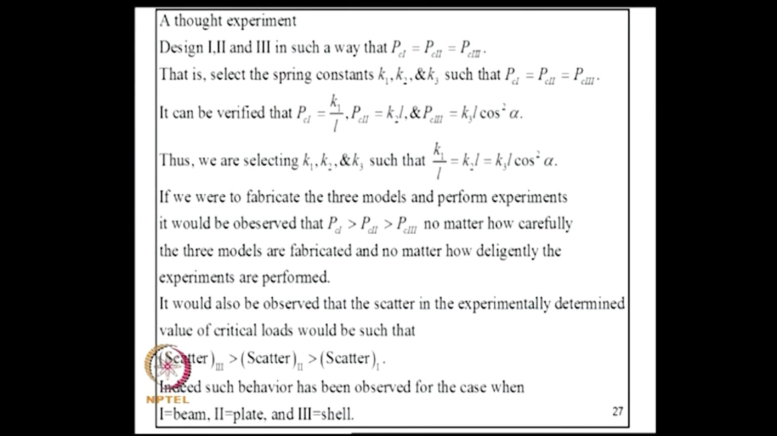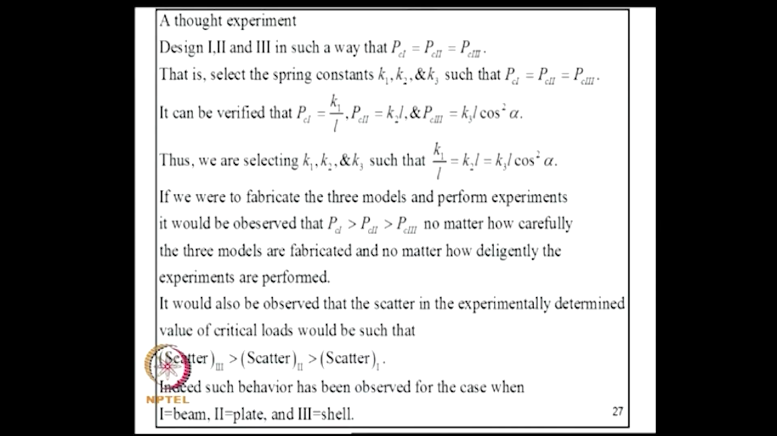So, this apparently looks like a paradox. If we were to fabricate the 3 models and perform experiments, it would be observed that PC1 will be greater than PC2 and that will be greater than PC3, no matter how carefully the 3 models are fabricated and no matter how diligently the experiments are performed. It also would be observed that the scatter in the experimentally determined value of critical loads in the third system will be more than in the second system, and that would be more than the scatter in the first system. Why this happens is a question that we wish to now answer.